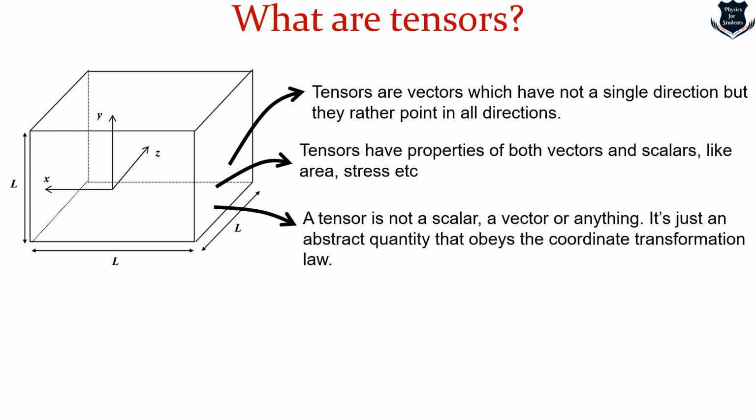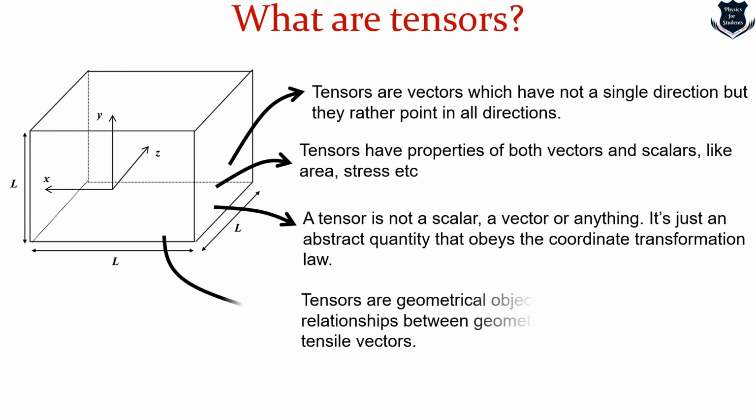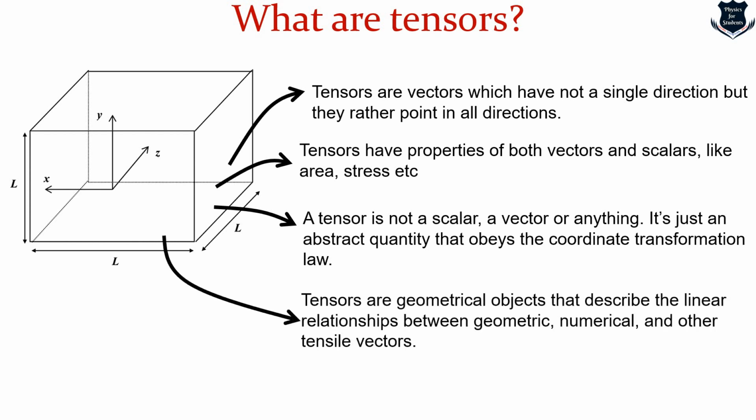A tensor, I would say, is not a scalar, but it obeys some kind of coordinate transformation law we will later discover, and we can tell that tensors are geometrical objects that describe the linear relationships between geometric, numerical and tensile vectors. What do I mean by tensile vectors? I will come to that later. So this is, all in all, a very basic layman's understanding of what a tensor is. It doesn't have a single direction. It has multiple directions. It obeys a certain kind of transformation rule, and mathematically they are geometrical, numerical and have linear relationships. We will discover more and things will become easier.